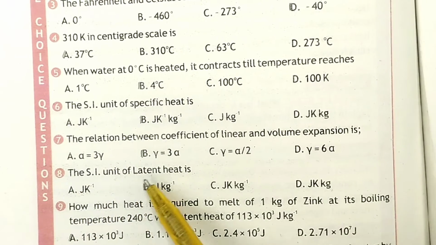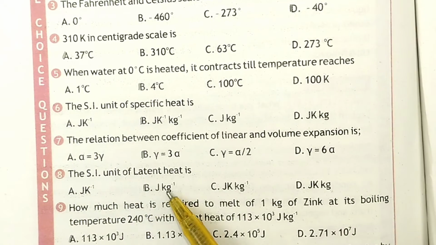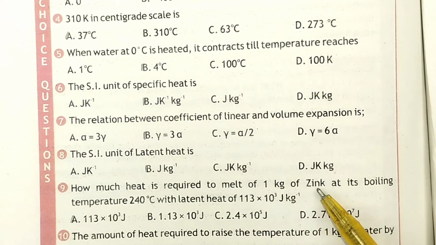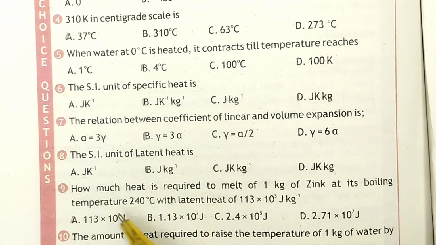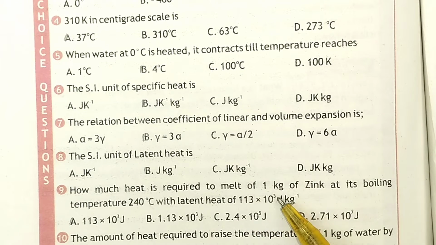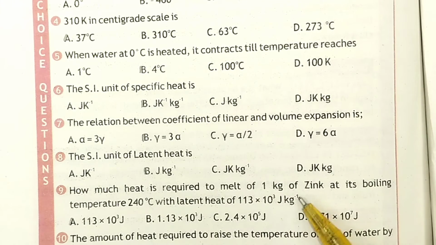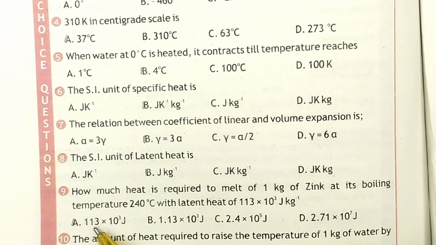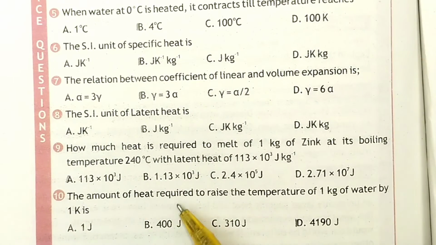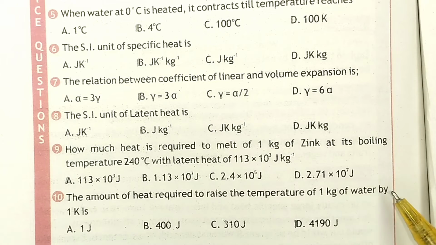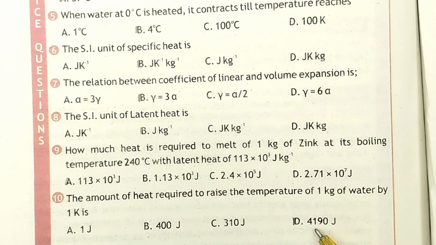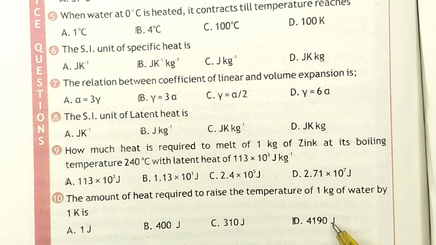The SI unit of latent heat is option B, joule per kilogram. How much heat is required to melt 1 kilogram of zinc at its melting temperature 240 degrees centigrade with latent heat of 113 into 10 raised to power 3 joule per kilogram? Option A, 113 into 10 raised to power 3 joule. The amount of heat required to raise the temperature of 1 kilogram of water by 1 Kelvin is 4190 joule.